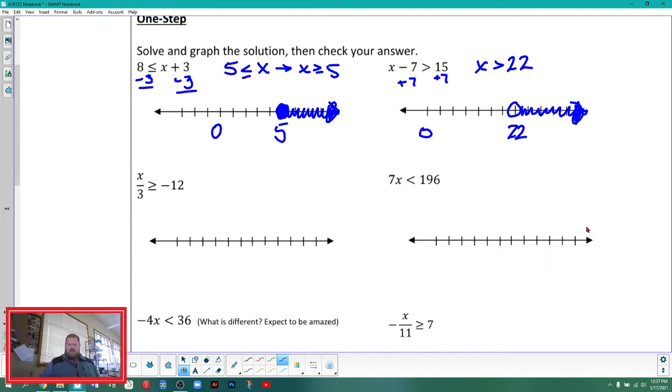On the next one we have x divided by 3, so we multiply by 3 on both sides. And we get x is greater than or equal to, seeming like we get a lot of greater thans, negative 36. So I need to know where 0 is, and let's call negative 36 right there. We want a filled in circle for the or equal to, and shade it to the right.